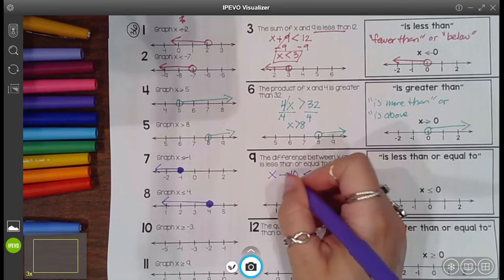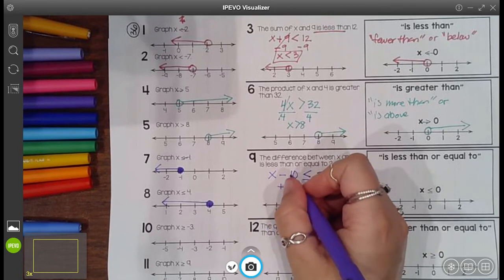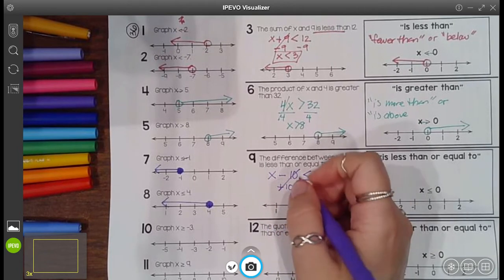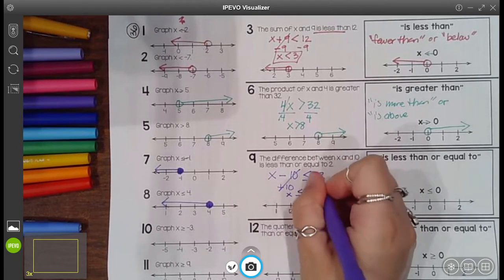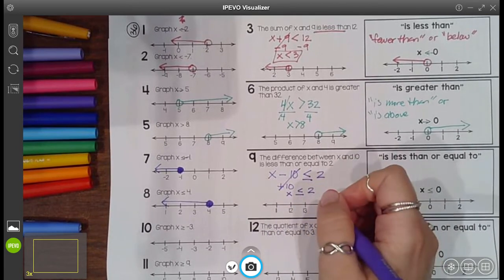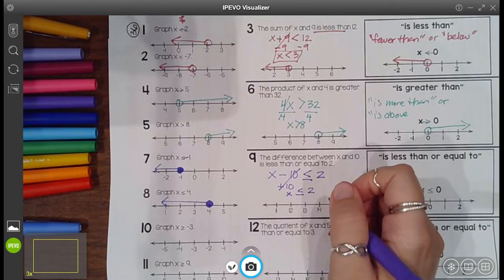So how do I get rid of this -10? Do the inverse of plus 10. Now I have 10 minus 10, which is 0. It cancels out. And you have x plus 0, or just x. Bring down your inequality and your 2. So, do you see something wrong with this scenario? You should. Because what happened?